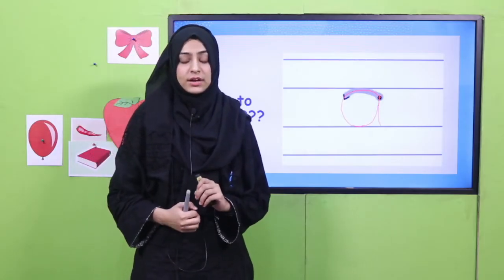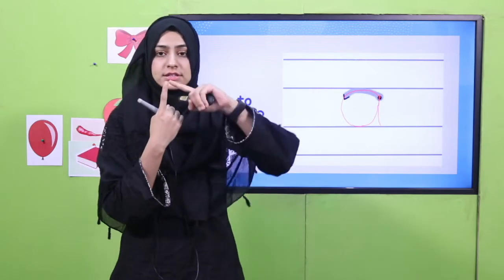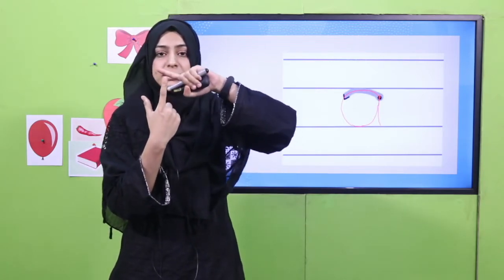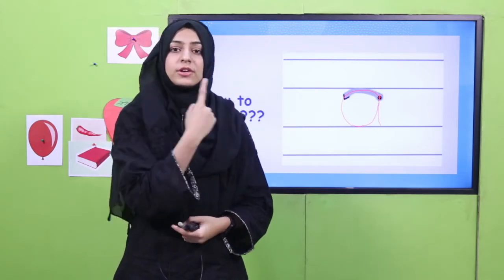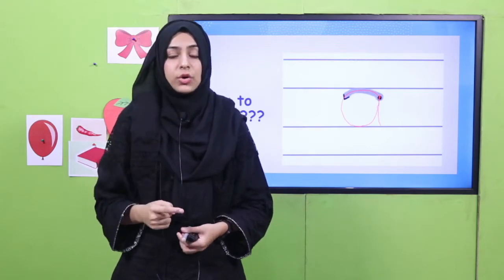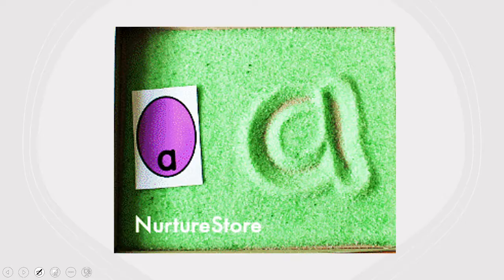Now what is your index finger? All of you show me your index finger. This is your index finger. The finger on your hand after the thumb, this is your index finger. Everyone show me your index finger, and now we are going to use it to trace it on a sand or salt tray. Okay.